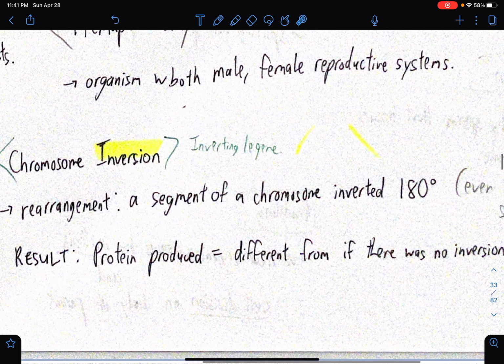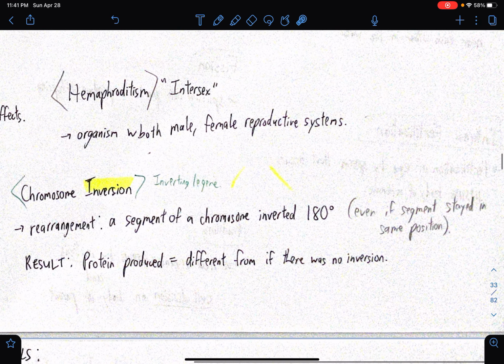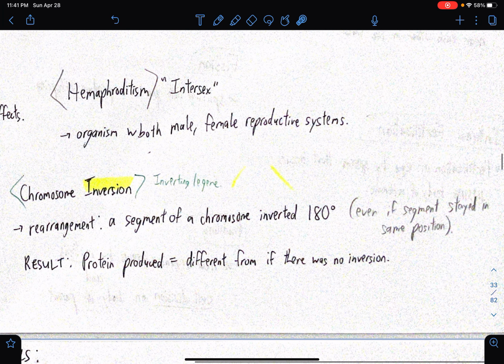Chromosome inversion. I don't think there's an example for this in my reviewer. But basically, what we mean by inversion, inverting of a gene, rearrangement. So a segment of a chromosome is inverted 180 degrees, even if the segment stayed in the same position. The result, protein produced, is basically different from if there was no inversion.